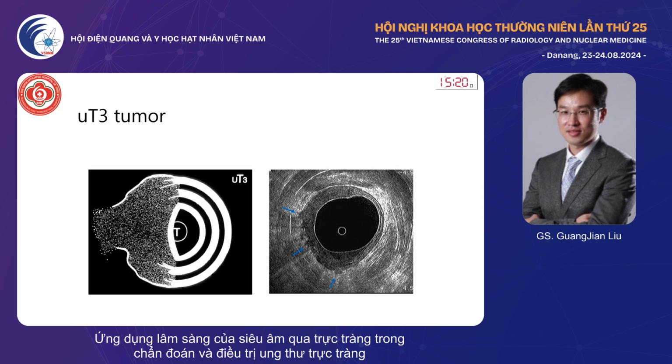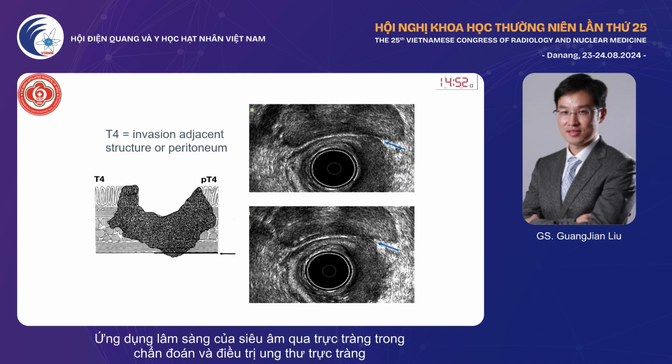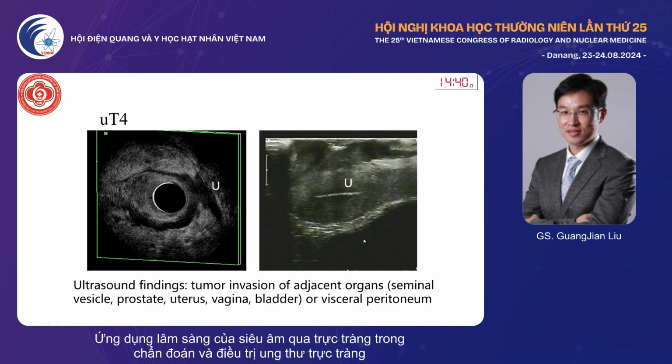And if it goes even further, this is the most common situation in clinical ultrasound examination. We can see the tumor invaded the whole rectal wall and even the surrounding fat tissue. This is the T3 stage. And sometimes it locally invades the surrounding tissue. When the tumor invades the adjacent structure or the peritoneum, it is T4. In this case, we can see the prostate has been invaded. This is a T4 stage. And this case has invaded the uterus.